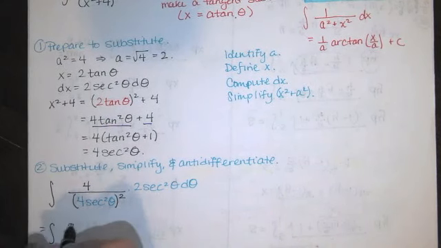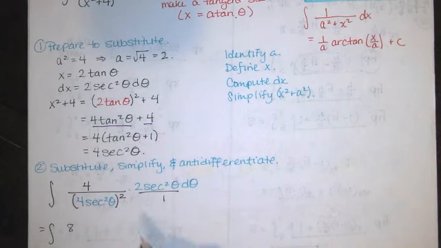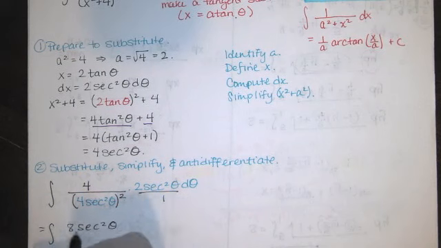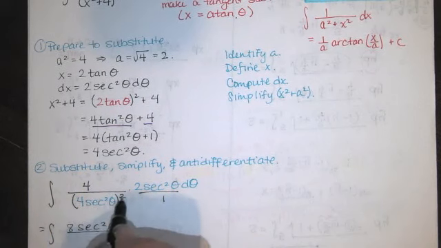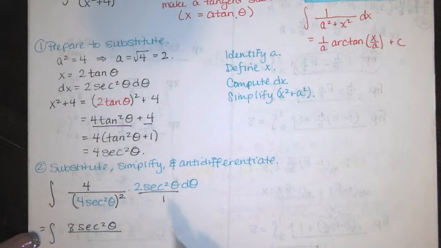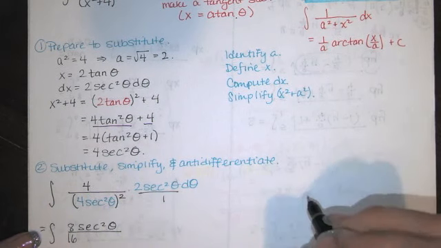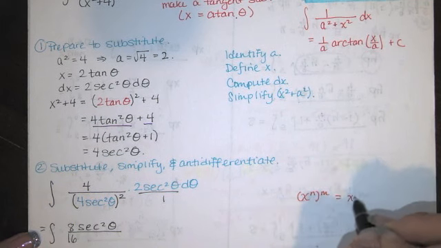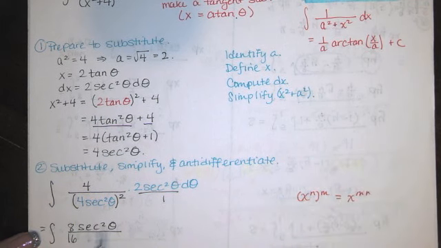4 times 2 is 8. And we can think of that as a fraction. That's going to leave us with a secant squared in the numerator. And the denominator, we've got this product squared. So you square the first factor and you square the second factor. 4 squared is 16. Secant squared is an application of this property from algebra. If you take a power and raise it to a power, you multiply those exponents.